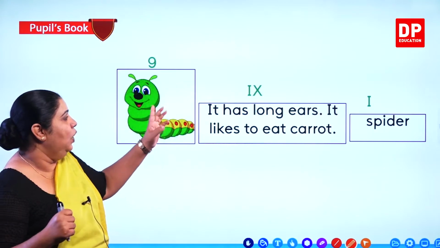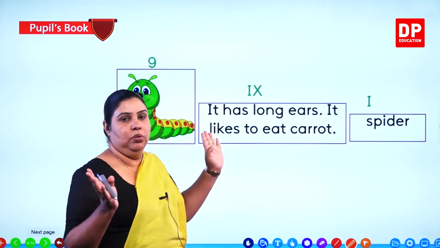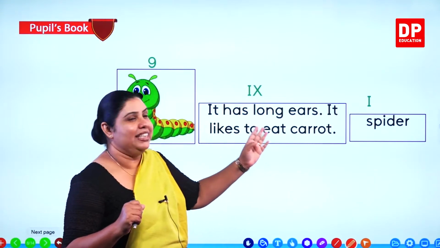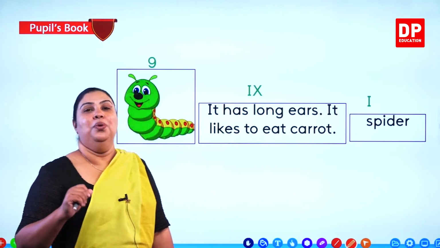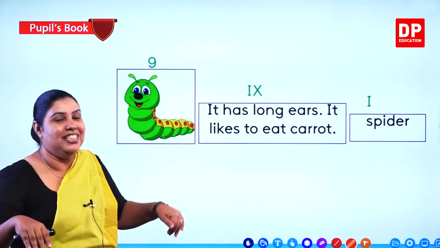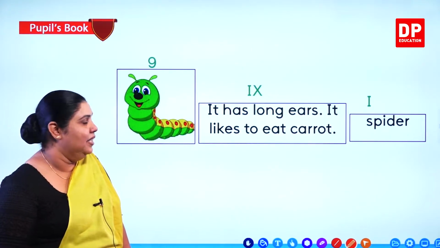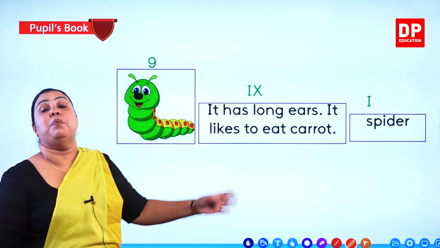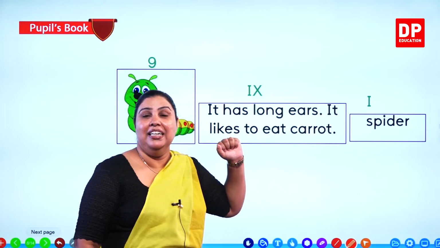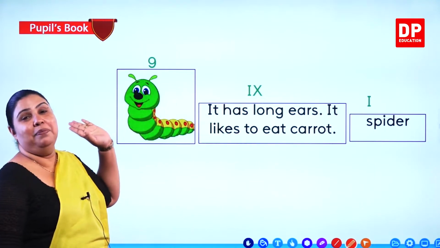It has long ears. Oh, does it have long ears? It likes to eat carrot. Who likes to eat carrot? It's the rabbit with the long ears and it likes to eat carrot. Then we have the name spider. Okay, now we have the name spider here. We have the description and the picture.